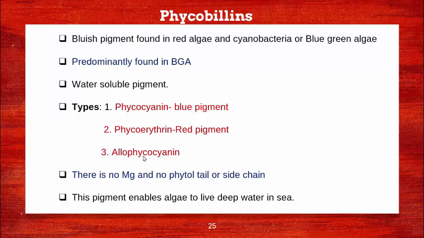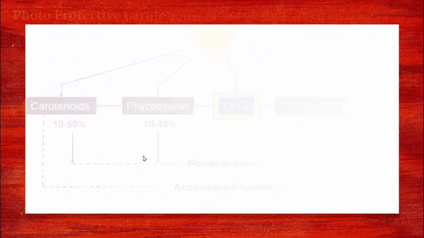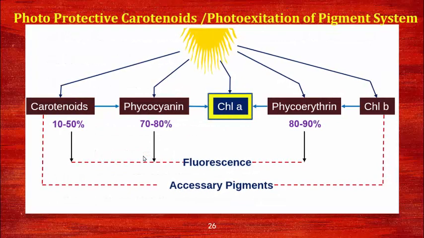Students, now turn towards photoexcitation of pigment system. Chlorophylls, carotenoids, phycocyanin, phycoerythrin together form a pigment system. In the pigment system, chlorophyll A is situated at the reaction center. The radiant energy of sunlight is absorbed by various pigments of the pigment system. Some part of the energy is lost in the form of fluorescence. And finally, the remaining energy is transferred to chlorophyll A molecule, which is situated at the reaction center.